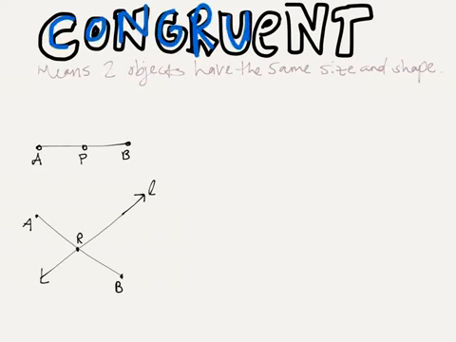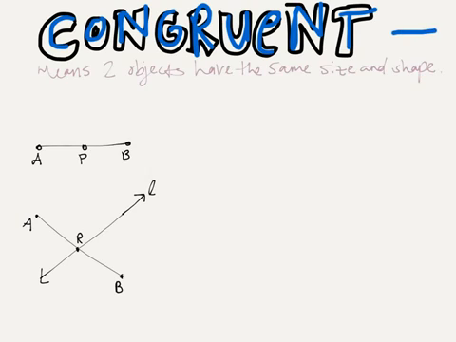Congruent. Yes, congruent is a very important word, and we're going to be seeing this over and over and over again. Here's what congruent means. Now in your textbook it says it means that two objects, but really it could mean several objects. But in your textbook it says two. It means that the objects that are congruent have the same size and shape, that they're essentially the same.